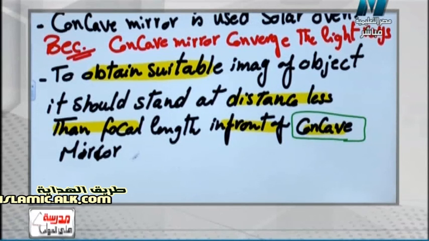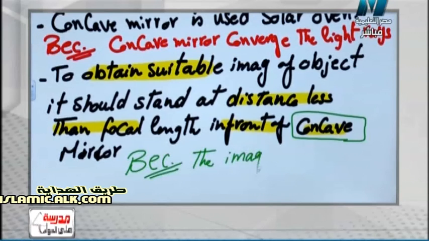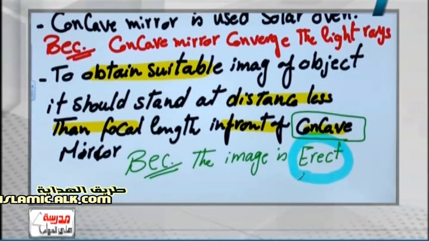Here I will say because, look at the question, about 3 lines. I will say because the image is erect. Only one case we have the image is erect, in concave mirrors and in convex lens, if the object is at a distance less than the focal length.